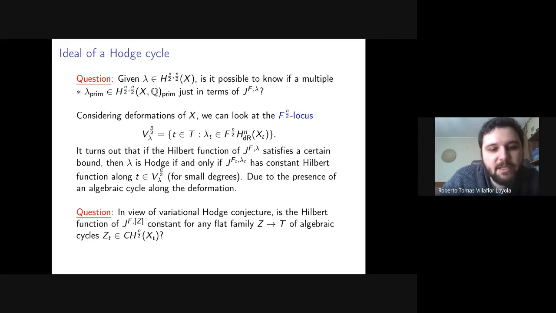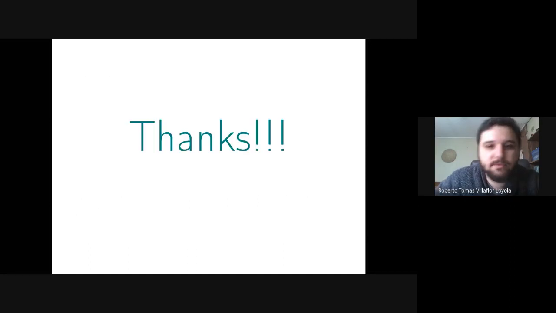So, well, for me, this should be implied by these two facts, right? The fact that, if this is true, that the Hodge condition is characterized by the continuity of the Hilbert function along the deformation, and also in view of the variational Hodge conjecture, this should be true. But this seems to be a much easier statement to prove. What should be, in fact, a striking result, in my opinion, is to prove this for every Hodge cycle. I mean, this will be a very, very strong result in the direction of the variational Hodge conjecture, or even in the direction of the Hodge conjecture for hypersurfaces. So, well, this was more or less all the ideas that I had to talk to you about. So, thank you for listening.